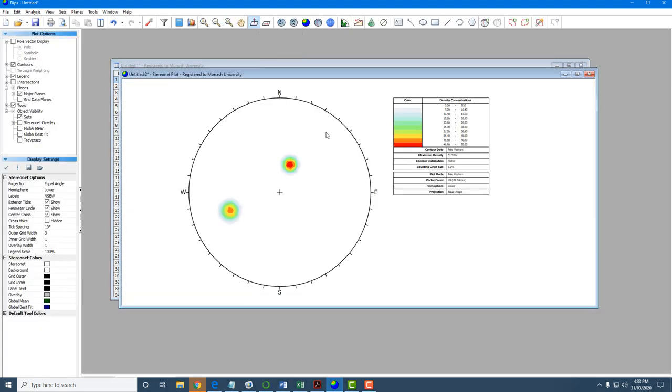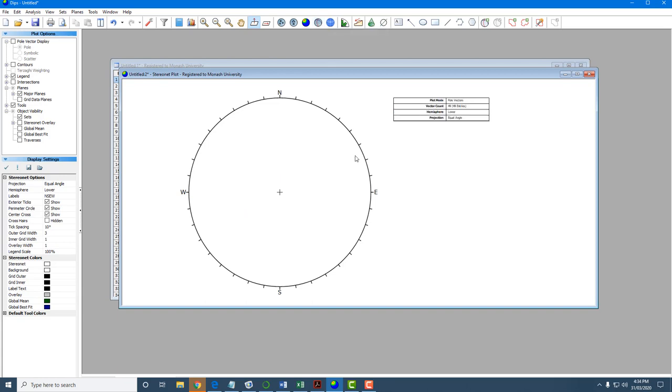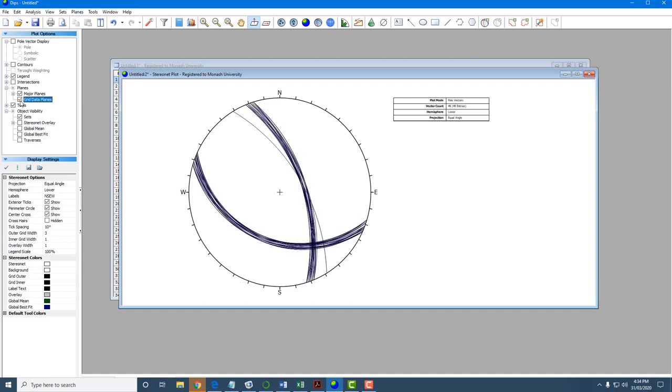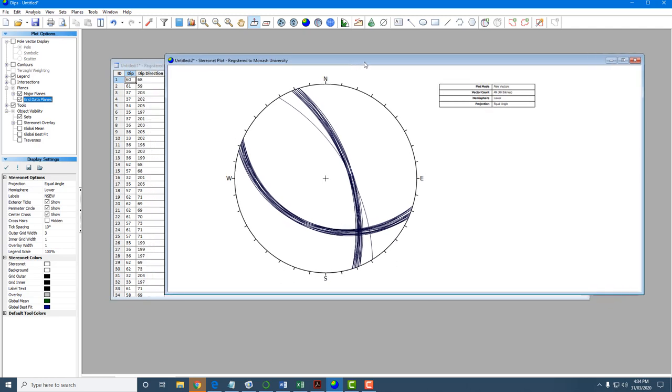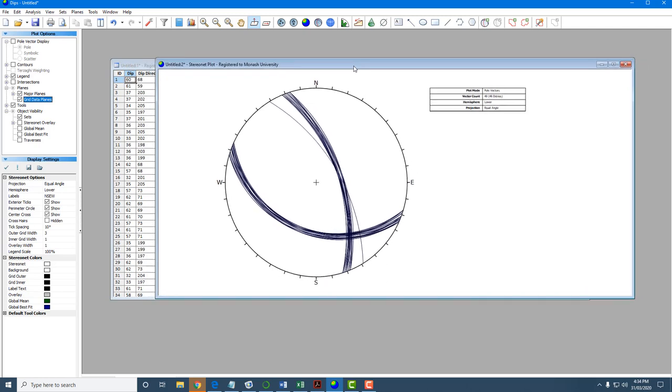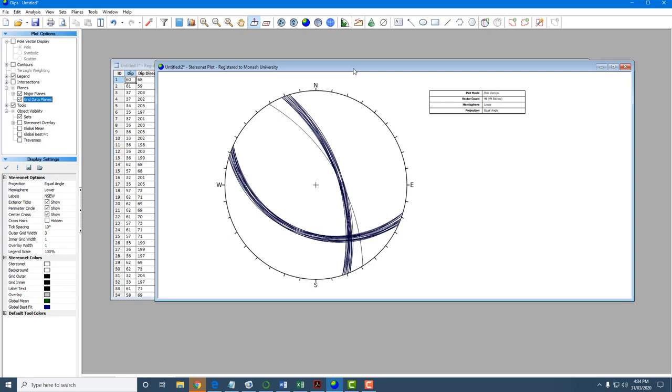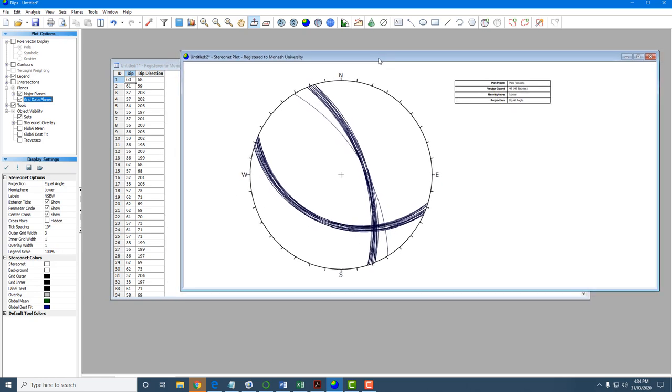We can look at the contour plot of the poles of our joint planes, or we can actually visualize the great circles corresponding to our joint planes. So if this stereo net is empty, you look at the plot options on your left hand side and select the checkbox corresponding to grid data planes. This will show you all the planes as great circles that correspond to all the data that you imported. Now this basically covers the first two questions of your practice class question set. And now let's move on to the third one.